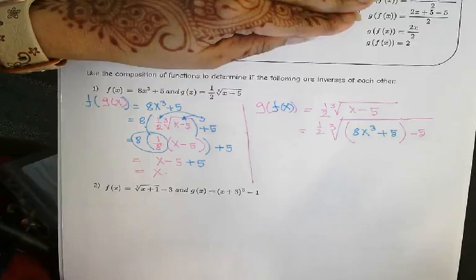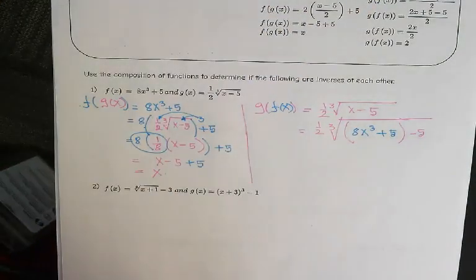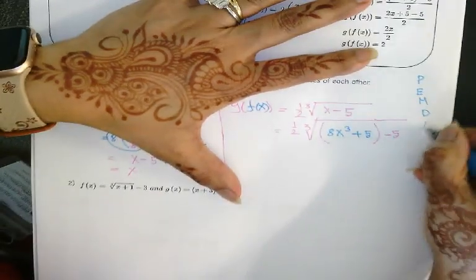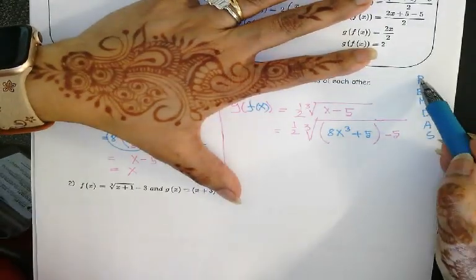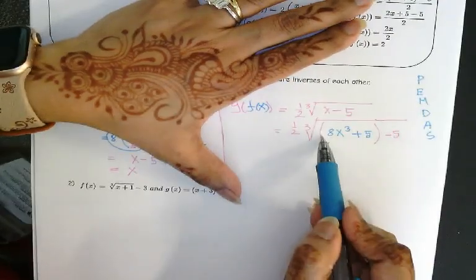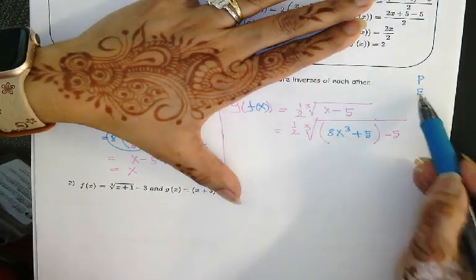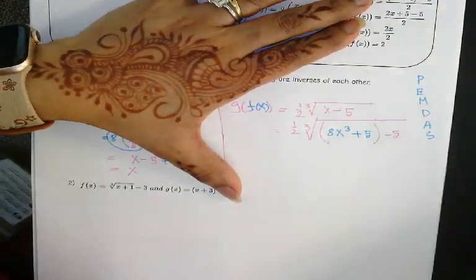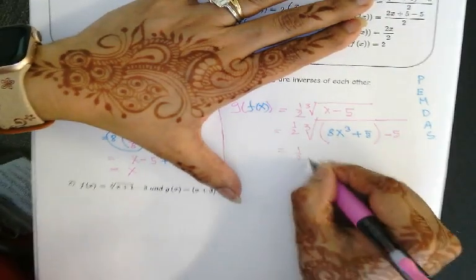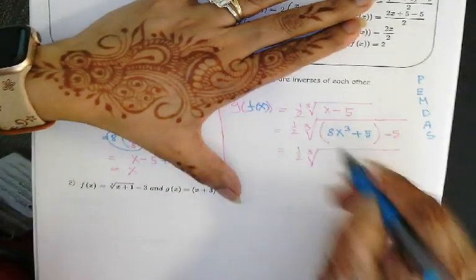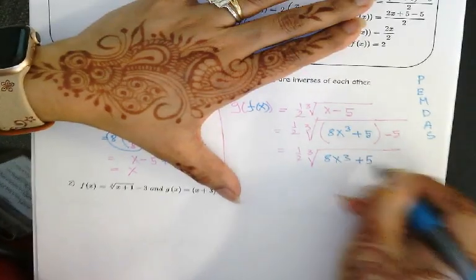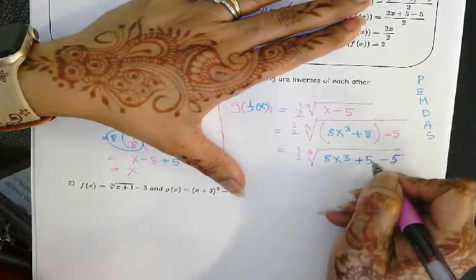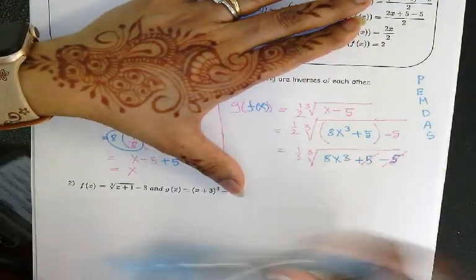It's the PEMDAS, so we have to do the parentheses first. If you look at the PEMDAS, parentheses, then exponent. So we have to get rid of parentheses first, then apply the exponent on top of it. All right? Go by the PEMDAS rule. So we're going to simplify 8x cubed plus 5 minus 5. Can I simplify? What happens? Then you get 8x cubed.